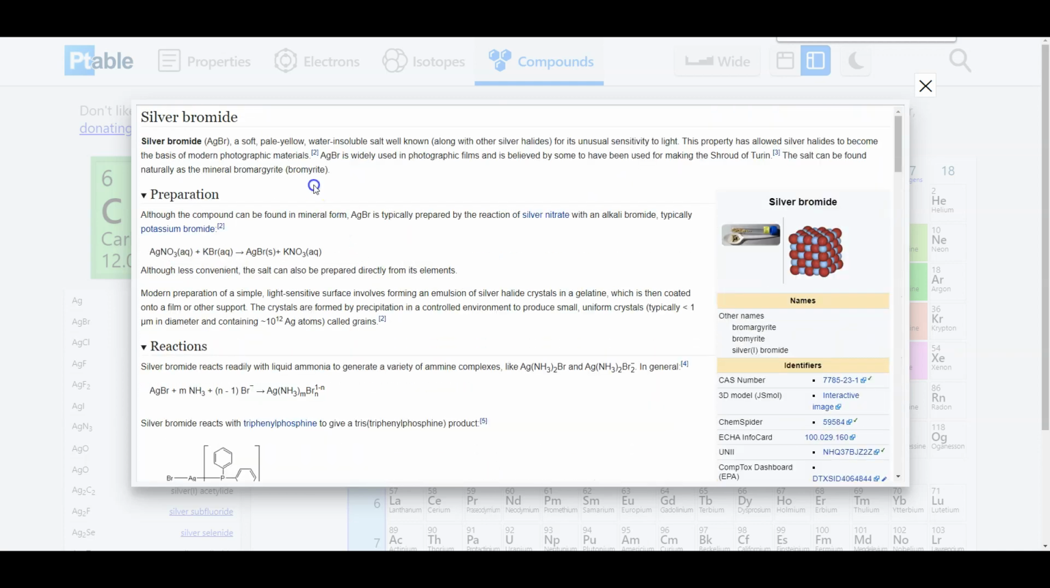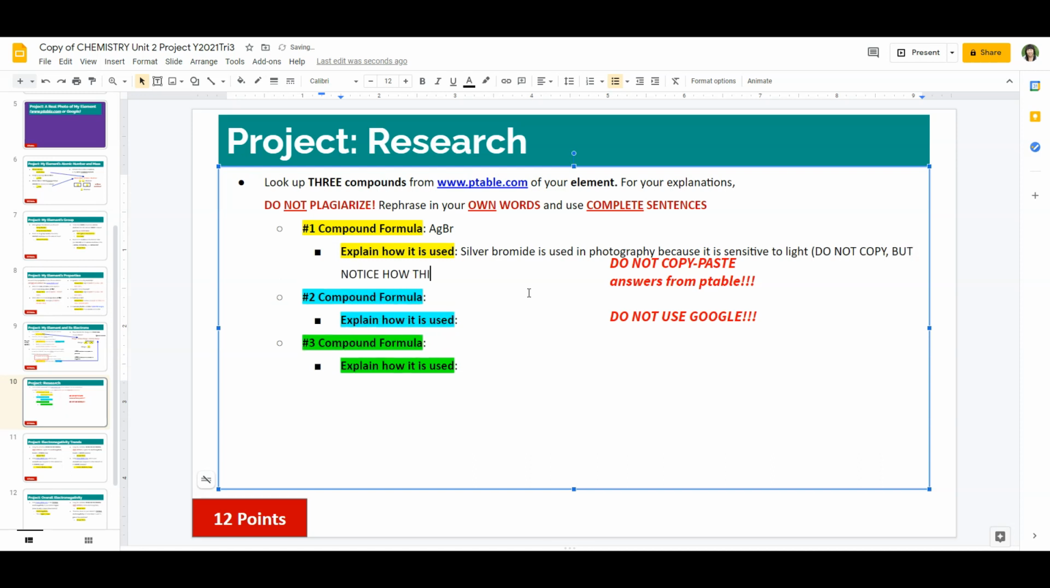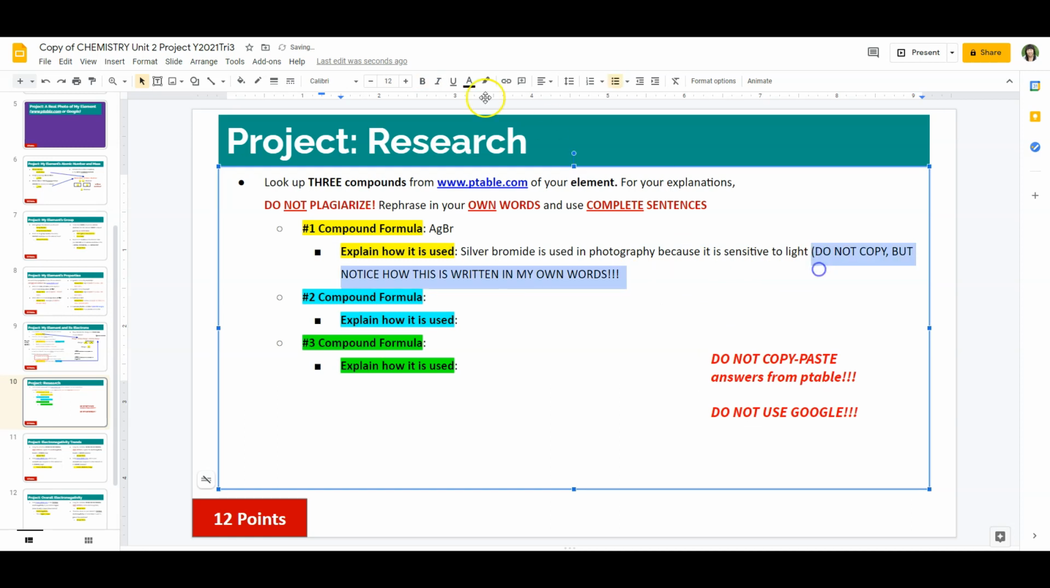You don't need to include all the information, just a single sentence in your own words is fine. So you would put the chemical formula, which was AgBr, and then explain how it's used: silver bromide is used in photography because it is sensitive to light. Again, do not copy, but notice how this is written in my own words, okay? I took that information and rewrote it in my own words. So that's what you would do here.